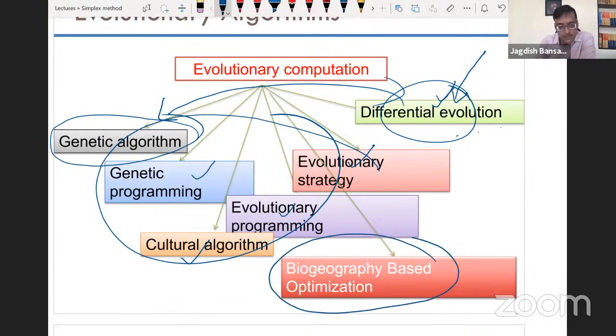Biogeography based optimization is one very recently introduced algorithm based on the migration of species from one island to another island. Why do people migrate from one island to another? I belong to Gwalior. I studied in Gwalior. I got a job also in Gwalior, but then I got a better job in Delhi, so I migrated.